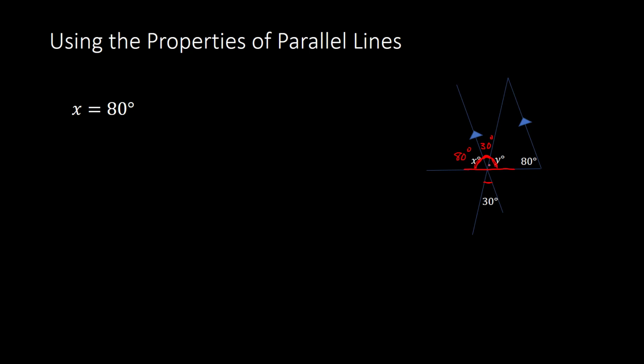So what I can do is use the fact that there are 180 degrees in a line, and then subtract out the 110 degrees already used to conclude that angle y would have to be 70. So that 80 plus 30 plus 70 would give me 180 degrees total. So y would be equal to 70 degrees.